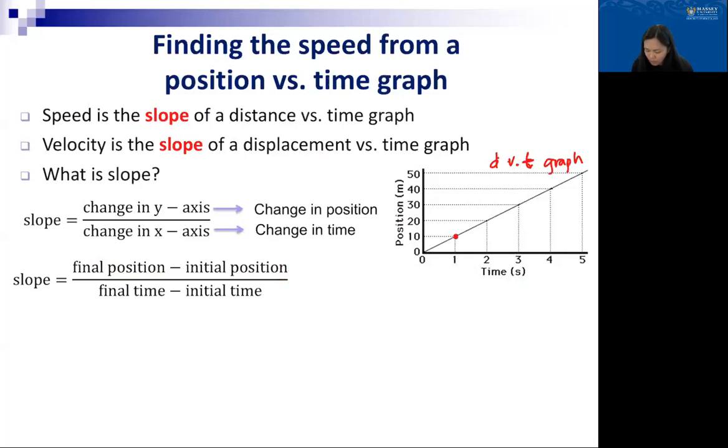Because for example, you're looking at these 2 points on your graph, and you want to get the slope of this graph. The slope is actually the change in position, your final position minus your initial position. That's your final position, that's your initial position, divided by the change in time, which is the final time minus the initial time. So this is your final time, and this is your initial time.